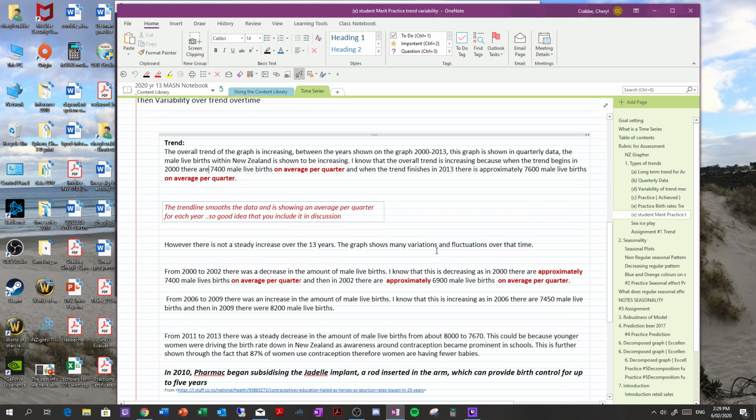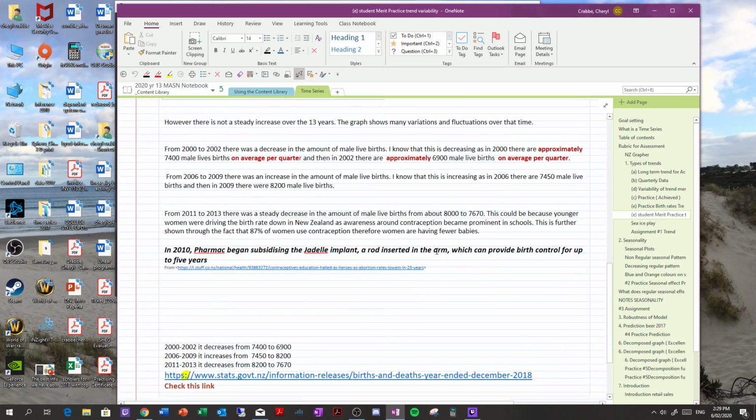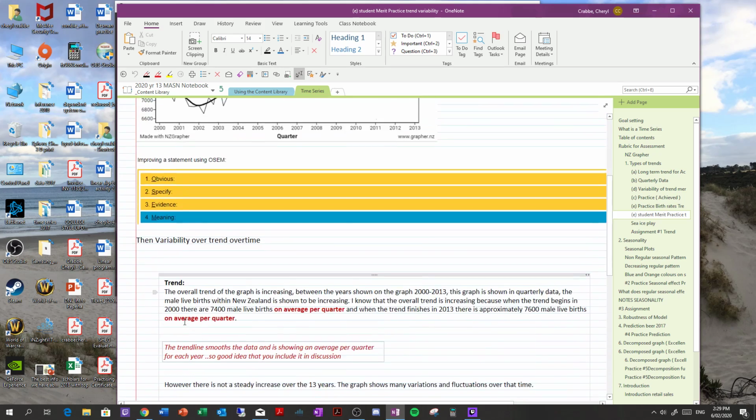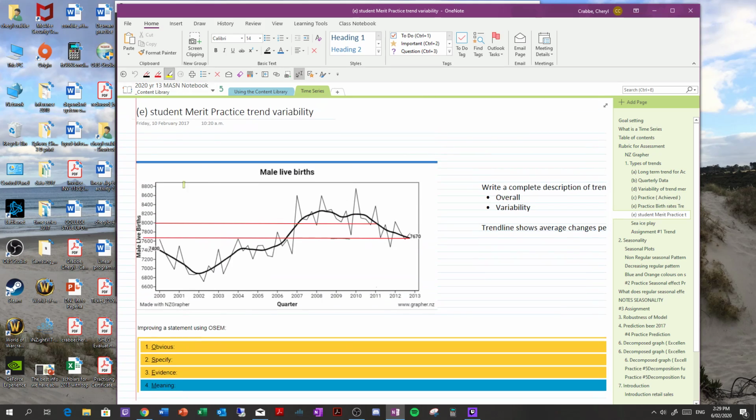The graph shows many variations and fluctuations over the time, and then you speak to those specifically, and about 3 points would be sufficient. So you could talk about 2000, and basically I kind of outlined the fact that you might want to talk about this as a significant change because that's a big decrease. Then you could maybe talk about this big increase up to about that point. You could talk about something in here if you wanted to, something in here, but I kind of used this.